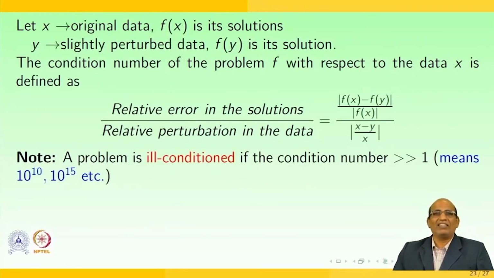So let us say x is the original data, f(x) is the solution. y is the slightly perturbed data, f(y) is its solution. Then the condition number of problem f with respect to data is written as the relative error in the solution over the relative perturbation, which is nothing but the norm of x minus y. When you calculate the condition number, if it is bigger and bigger, then the system is said to be ill-conditioned. And if the condition number is very small, let's say 1 or 2 or 10, 15 like that, then we call it a well-conditioned system.